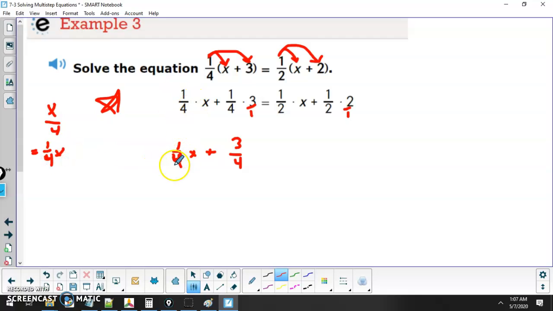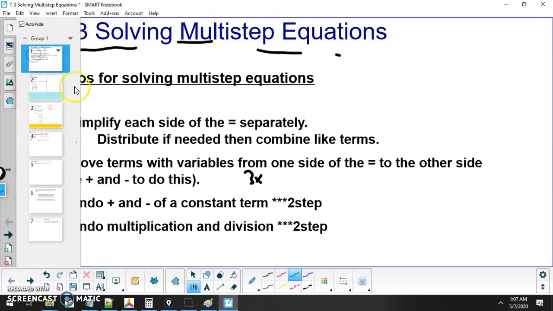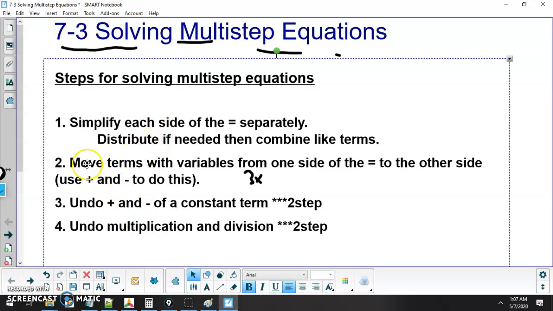But 1/4 x plus 3/4, and we have 1/2 x over here. And then we have 1/2 times 2. And then 1/2 times 2, well, what's 1/2 of 2? It's 1. Okay, you could cross out the diagonals, you'd have 1 left. Okay, so now we are on step number 2. Okay, remember the steps here? Don't forget about these. So we simplified each side of the equal sign.